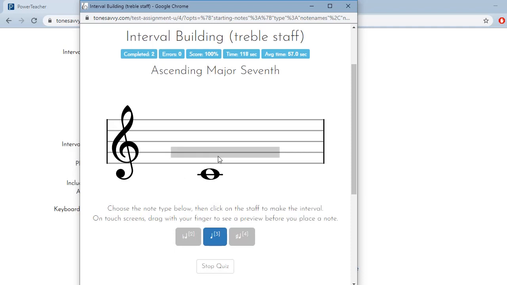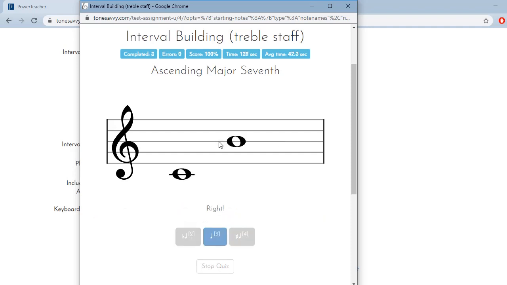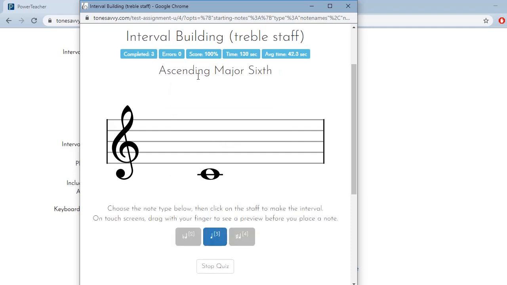An ascending major seventh, we have to go from C up 7. 1, 2, 3, 4, 5, 6, 7. And it's a major seventh, so we're going to do B natural instead of B flat. A major sixth. I'm hoping that's going to give us a minor one here. So we have 1, 2, 3, 4, 5, and 6, the sixth step above C is an A, and it's a major sixth, so it's going to be an A natural, I should say.